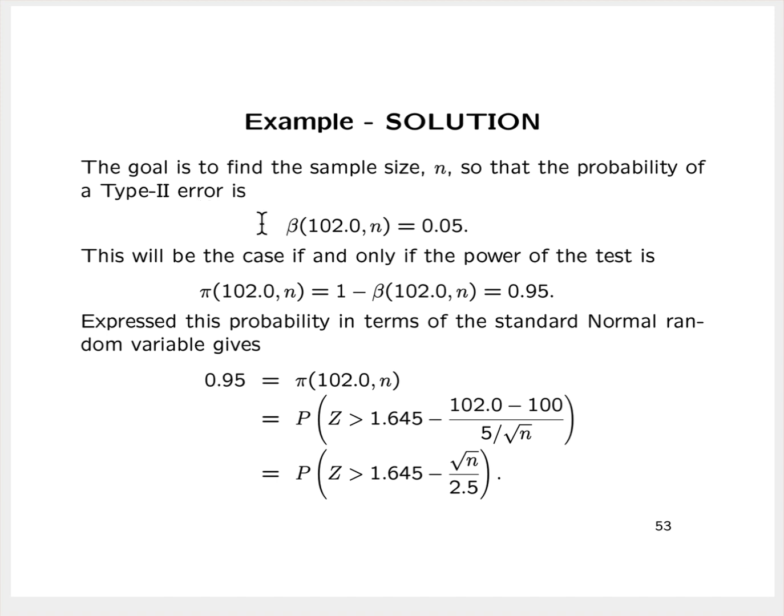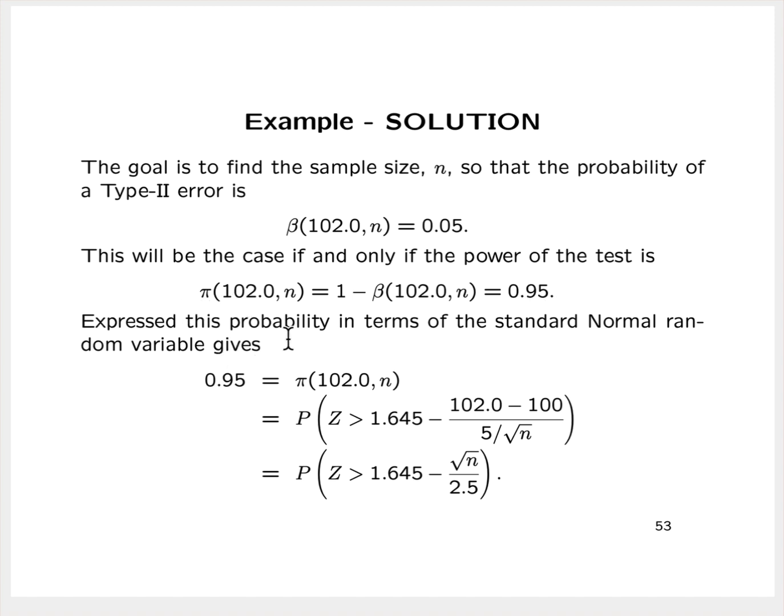All right, so again, the goal is to find the sample size, n, so that when mu is equal to 102, the probability of a type 2 error is 0.05. So expressed mathematically, that is written this way. The beta function evaluated at 102.0, that's mu, and then n equal to 0.05. Now, this is going to be the case if and only if the power of the test is 0.95, right? Because power plus beta is equal to 1. So if beta is equal to 0.05, that means that power must be 0.95.